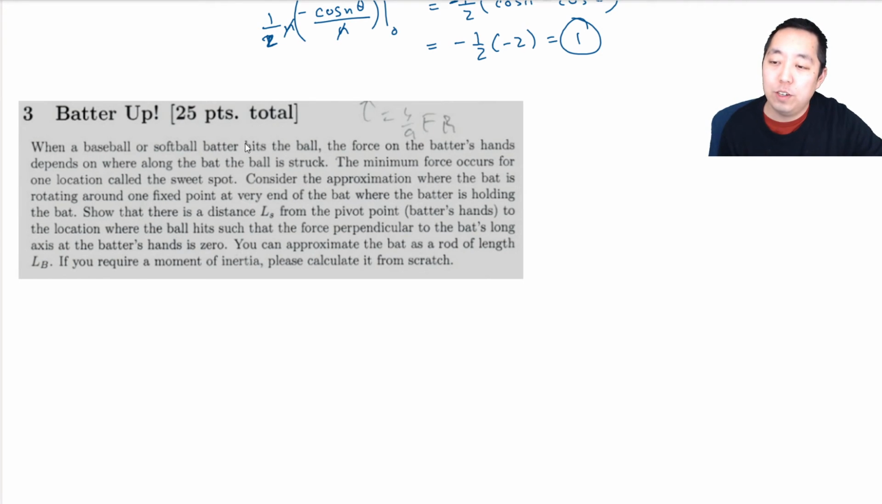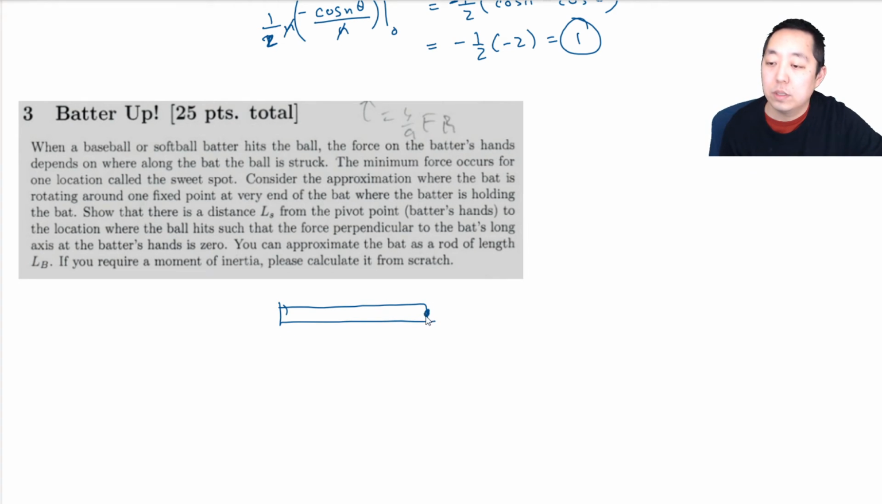When a baseball or softball batter hits the ball, the force on the batter's hands depends on where along the bat the ball is struck. The minimum force occurs in one location called the sweet spot. Consider the approximation where the bat is rotating around one fixed point at the very end of the bat, where the batter is holding the bat.